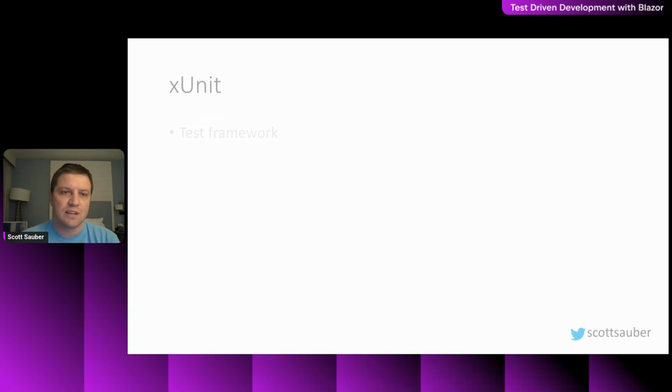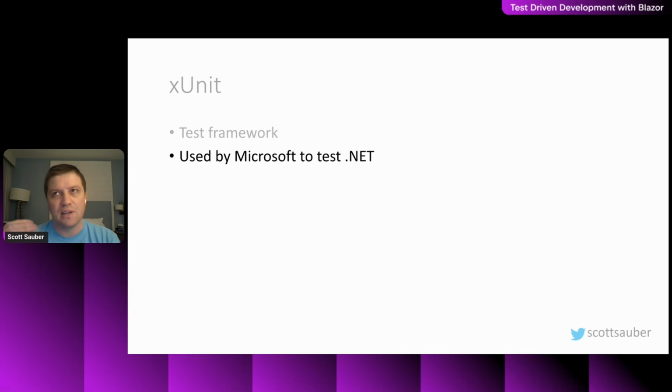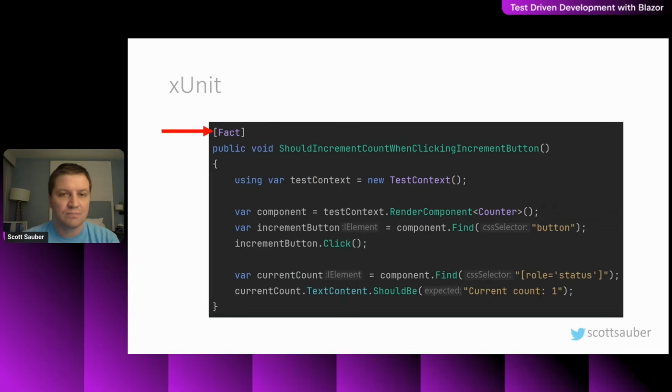So the first one is xUnit. If you're not familiar with xUnit, it's a test framework. It's actually used by Microsoft to test .NET itself. The ASP.NET Core team and the .NET team use xUnit to test .NET itself. You can go check out their GitHub, and that's what they're using.